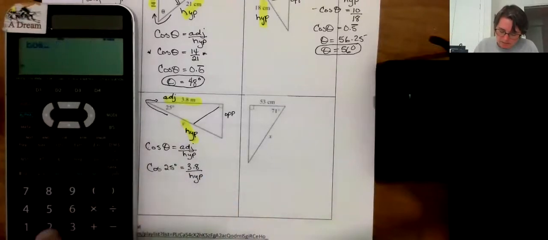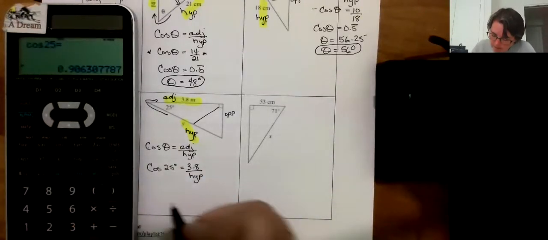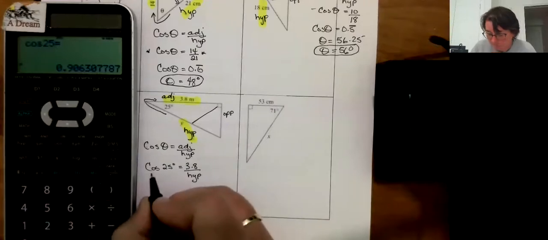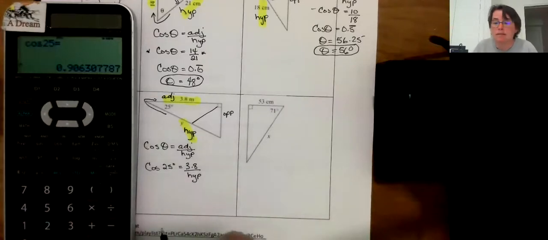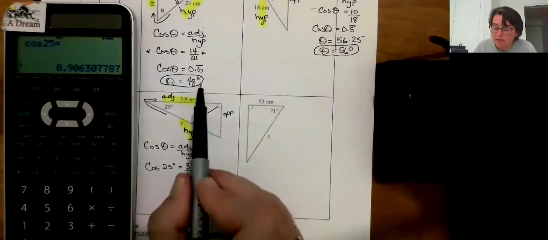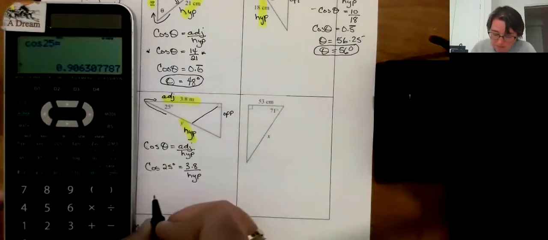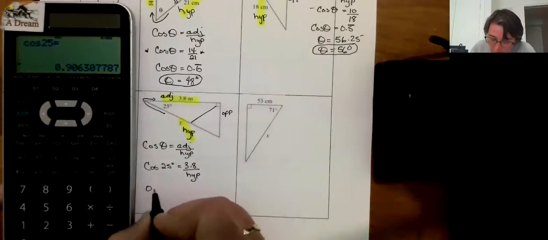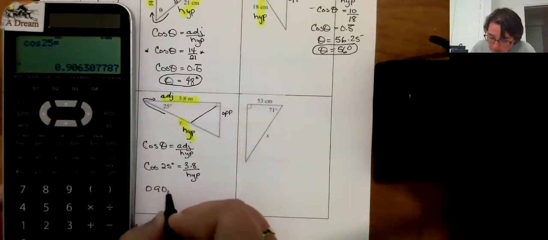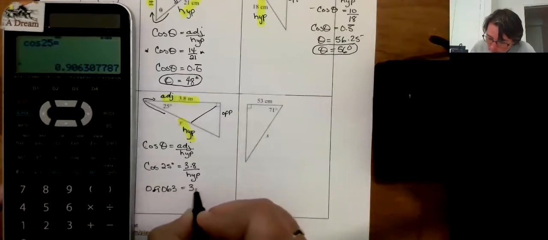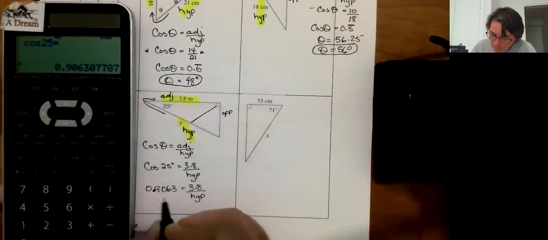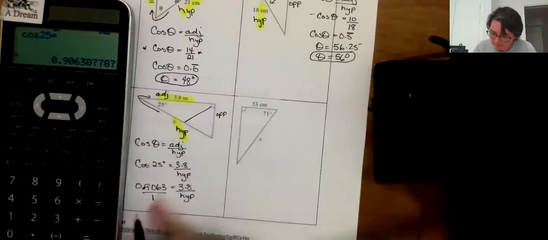So cos 25. Okay, cos 25, that's exactly what I typed in there. You don't have to do the inverse or anything. The inverse is only when you're looking for the angle. So 0.9063 is 3.8 over hypotenuse. And anytime I'm looking for one of these two, I'm going to end up cross multiplying.